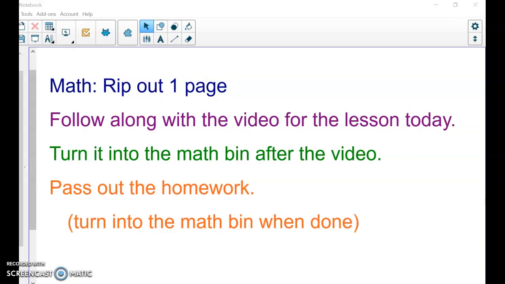So today for math, hopefully you have ripped out one page. You're getting ready to follow along with this video for the lesson today. Whatever I write on the screen, you should write on your paper. When we're finished with our workbook page today, you're going to turn it into the math bin, making sure your name is on it. And then you will get your homework. When you're finished with your homework, you will turn it into the math bin, and then get your green light if you don't have it already, and then Prodigy until recess time. So let's get started.